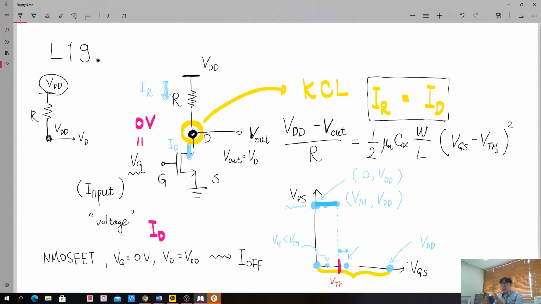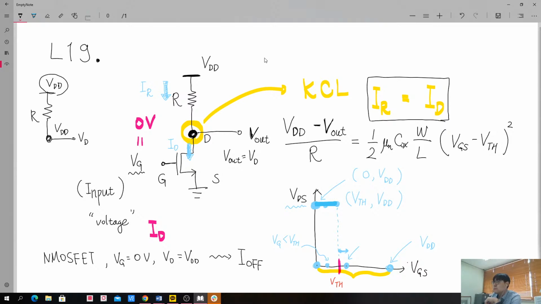When you have a look at the right hand side term, there is no dependence on VDS or equivalently V out. So simply speaking, your V out or VDS, VD can be easily calculated in that way. So let me just do a simple calculation with you. You can do it together with me.